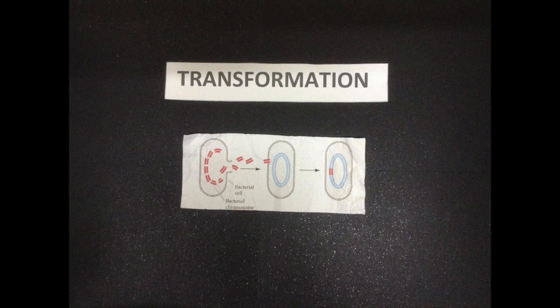To summarize, in transformation, 2 different cell types are used: artificially competent cells and naturally competent cells. On one hand, artificially competent cells is a cell type that requires 2 factors, electric shock and calcium chloride, to be able to take in DNA from the donor bacterium.